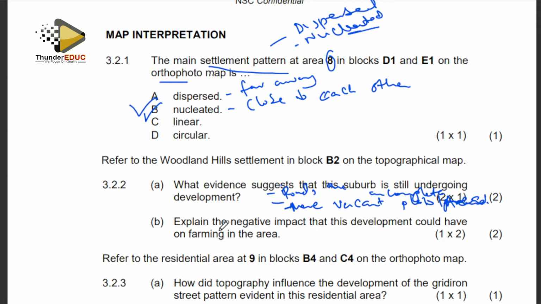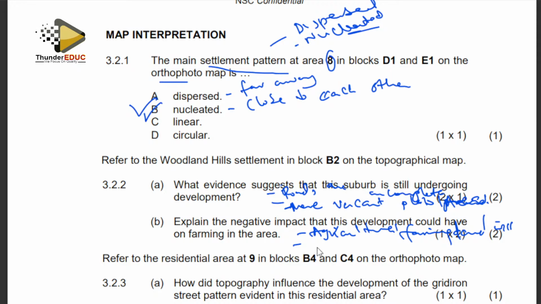Altogether, explain the negative impact this development could have on the farming activity. Just know that if this development continues, what will happen? Agricultural land will decrease. Agricultural farming land will decrease because construction will take the area away, and that means people will not have area to do their farming.